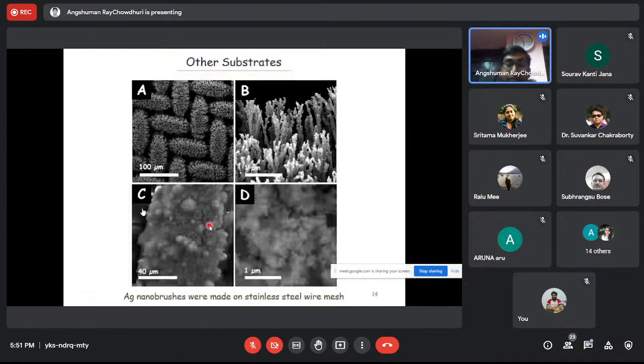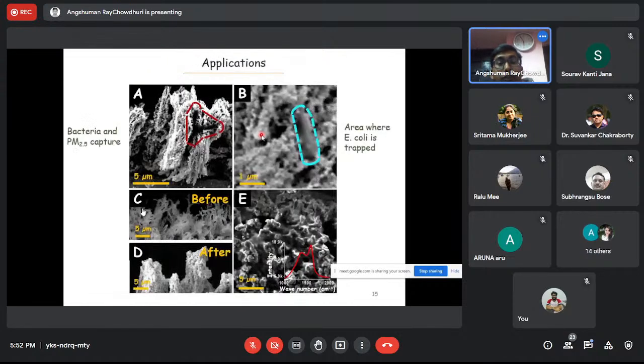So previously they have sprayed these things on a copper grid. After that, they have sprayed these things on many other substrates, such as stainless steel, wire mesh, copper mesh, and again on a carbon electrode. In those different cases, when the substrate is different, the morphology is a little bit different, that they have observed. So they have used these materials for Escherichia coli bacteria trapping or some particulate matter capture.